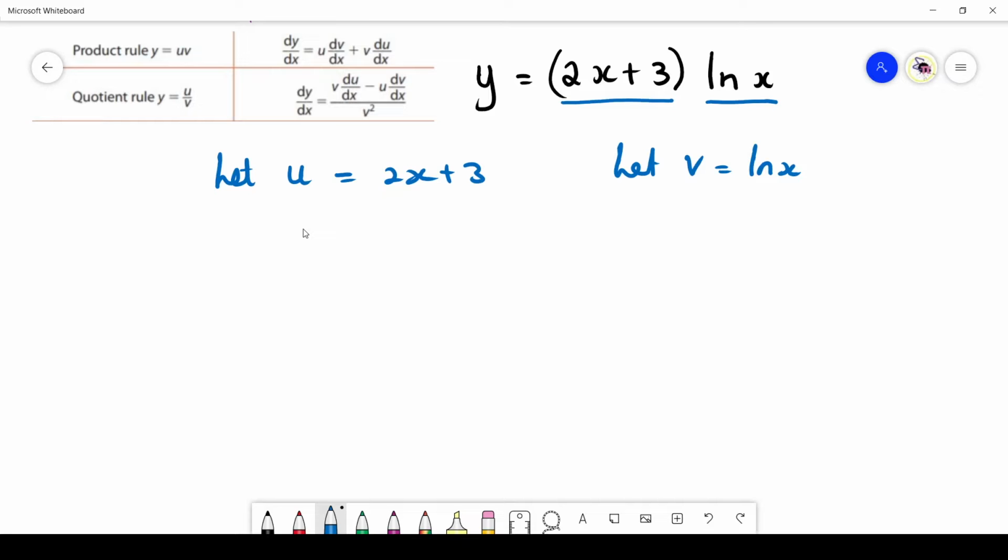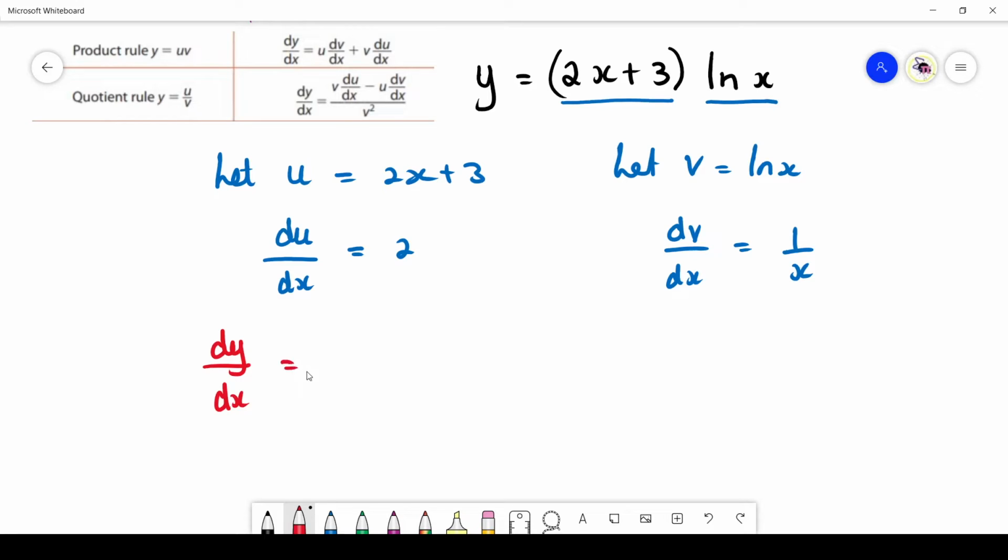Next, what we're going to do is differentiate u with respect to x. That gives us 2. Differentiating v with respect to x, from your table of values as shown before, will simply give us 1 on x. Now it's time to put our product rule together. So our product rule goes as follows: dy/dx is equal to u dv/dx plus v du/dx. And that comes from this rule up top.